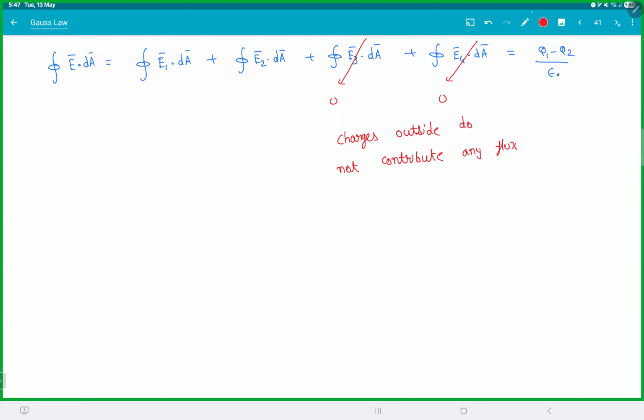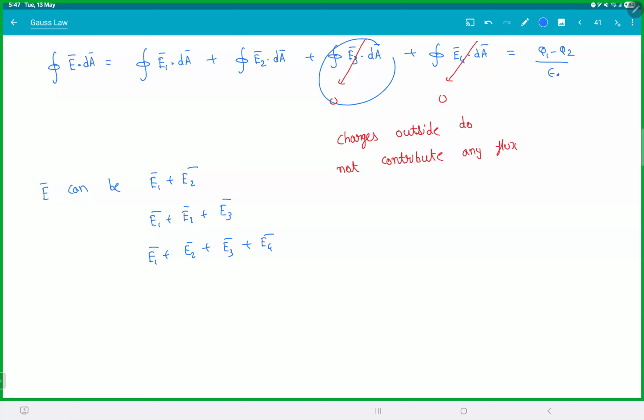So if someone asks you this question in the exam, there was a question like this one time, I made it up. In Gauss law, what is E bar? E bar can be E1 plus E2. It can be just E1 and E2. It can be E1 plus E2 plus E3 also. It can also be E1 plus E2 plus E3 plus E4. All these are valid. Why?